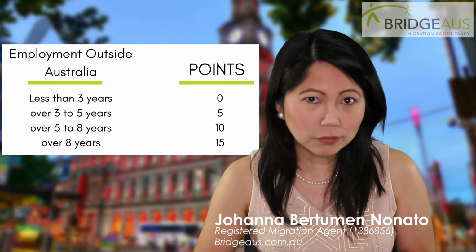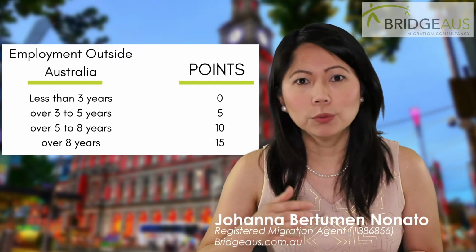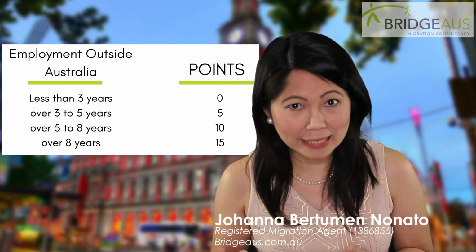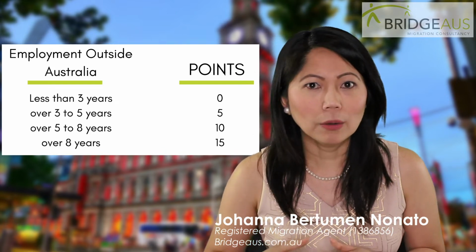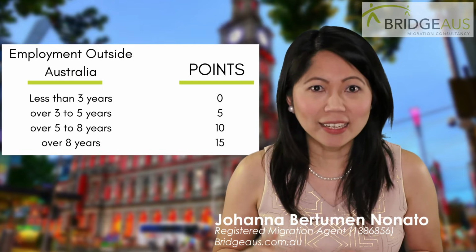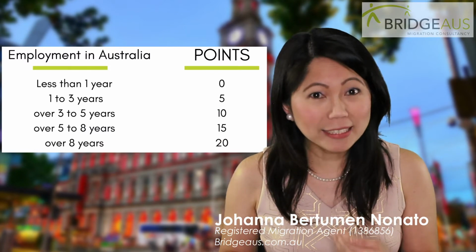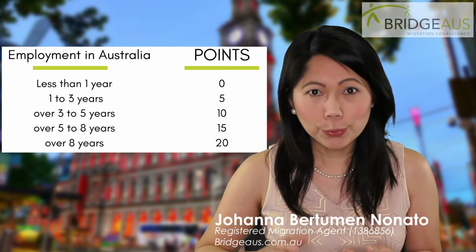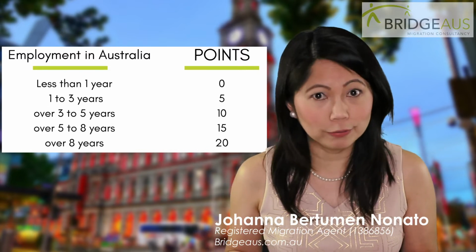Outside of Australia, it's scored this way. If it's 3 years up to 5 years, that's 5 points. 5 years up to 8 years is 10 points, and over 8 years is 15 points. Now, there's a different calculation when the work experience is in Australia. In Australia, at least 1 year gives you 5 points. All right, so 1 to 3 years is 5 points. 3 to 5 years gives you 10 points. Over 5 years gives you 15 points.